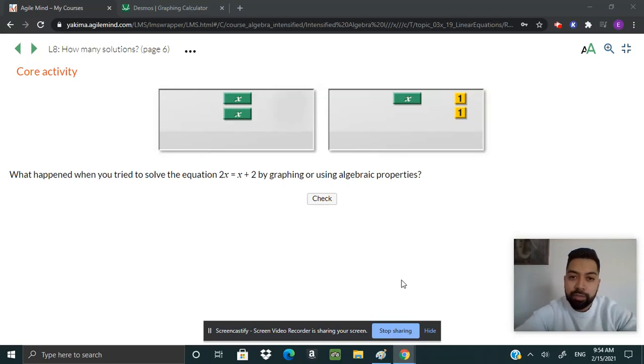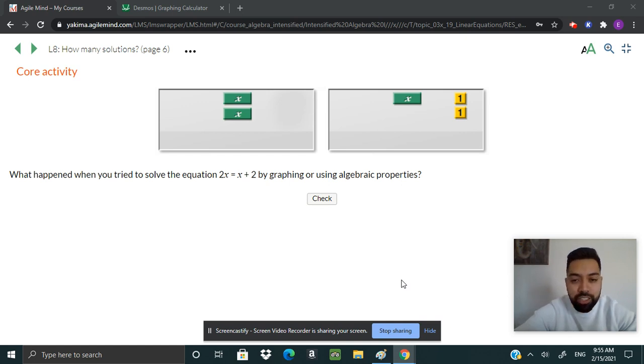Okay, we're going to look back at some of these equations again in the same order, and we're going to go back and look at them using graphing or algebraic properties. We will do both. So right now, I just want you to remember this. We did this earlier with the tiles. We canceled out one of these x's, and we ended up with x equals 2.